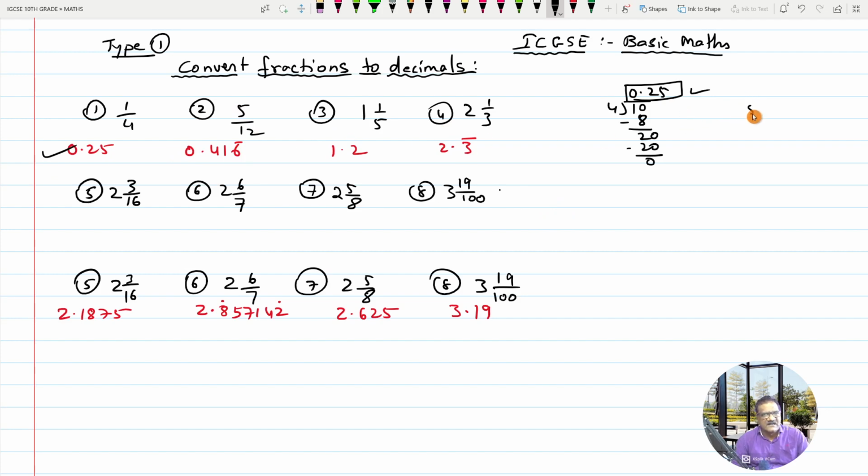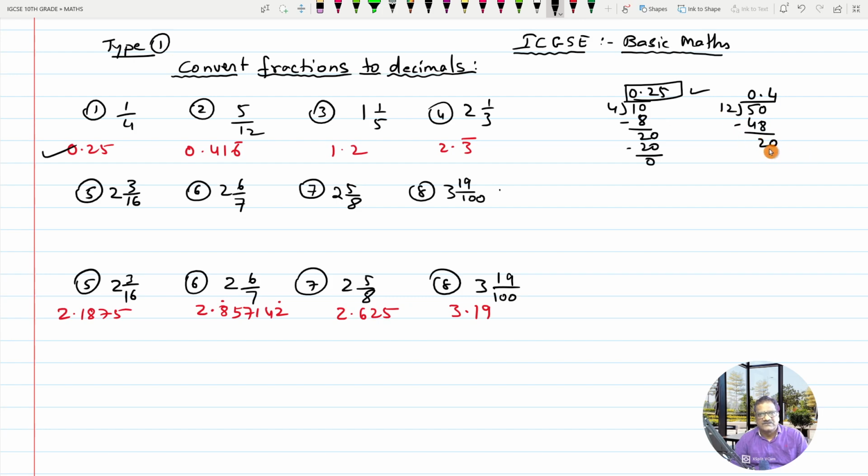Fine. Okay, 5 by 12. Let us do the same way. 5 divided by 12. So 5 is the dividend, 12 is the divisor. Since the dividend is less than the divisor, we'll start with a 0 and then put a decimal point and then a 0. Now by doing this, what happens? The dividend becomes bigger than the divisor. Now 12 and 50. So 12 fours is 48. 50 minus 48 is 2.